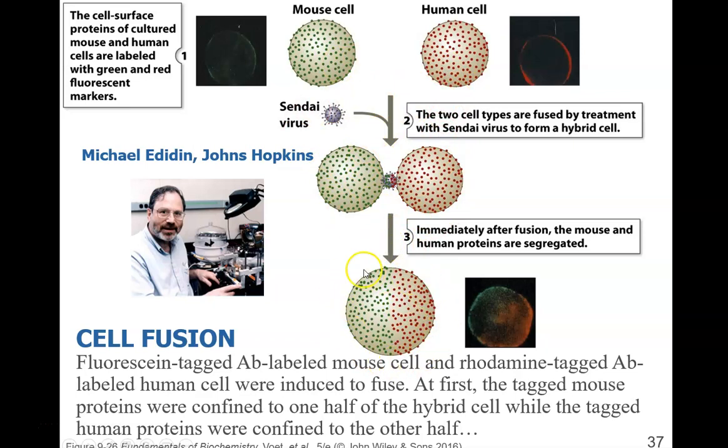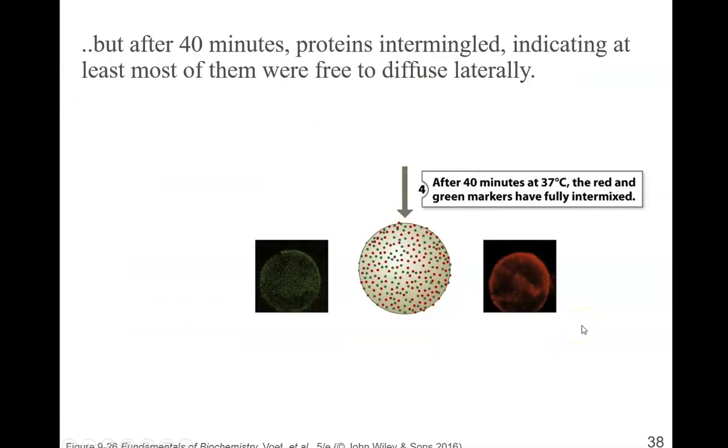So in and of itself, the fact that these cells can fuse indicates the fluidity of the membrane. And if you look under the microscope, you can see initially that you've got the green proteins on one half and the red proteins on the other half. But if you wait a bit, and you'd have to look at these under different wavelengths to see, because they fluoresce at different wavelengths, after 40 minutes, the red and green markers have completely intermingled. So that means that at least for the ones that are able to move from one side of the cell to the other, there's nothing that's restricting their movements. So this is a good indication of the fluidity of membranes.